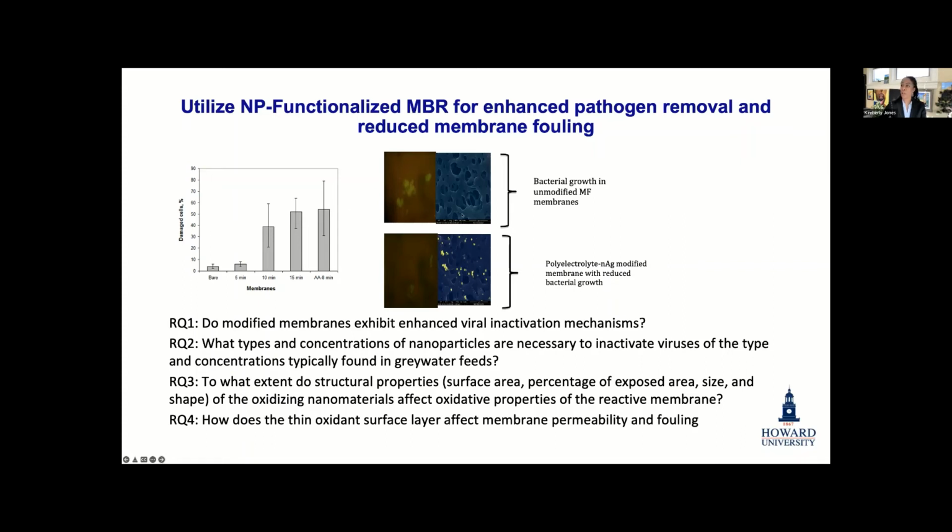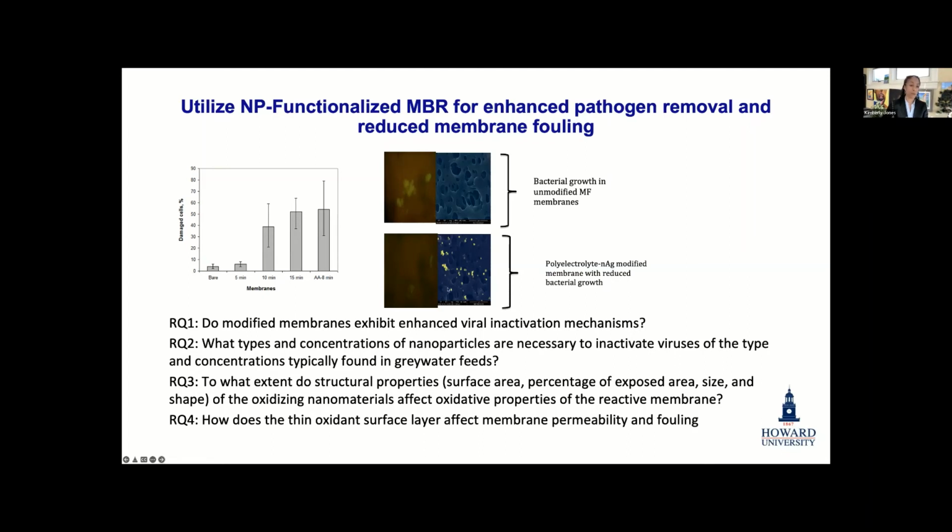And then if you look on the right, this is a system where we put silver nanoparticles right on the surface of our membrane. We embedded our silver nanoparticles in a polyelectrolyte, and then we put those on top of a microfiltration membrane. This picture at the top shows an unmodified microfiltration membrane, and you can see here that we saw bacterial growth on that membrane. This picture at the bottom shows our modified membrane, and we saw reduced bacterial growth.